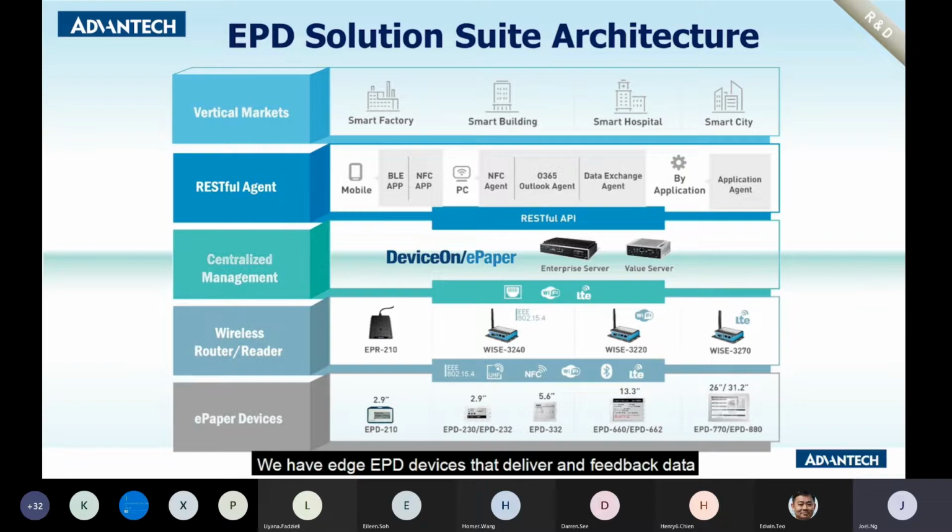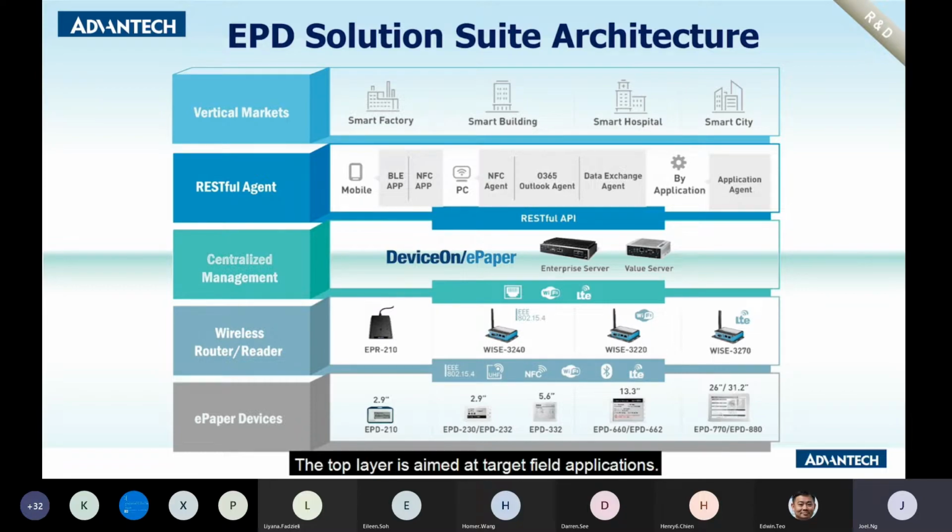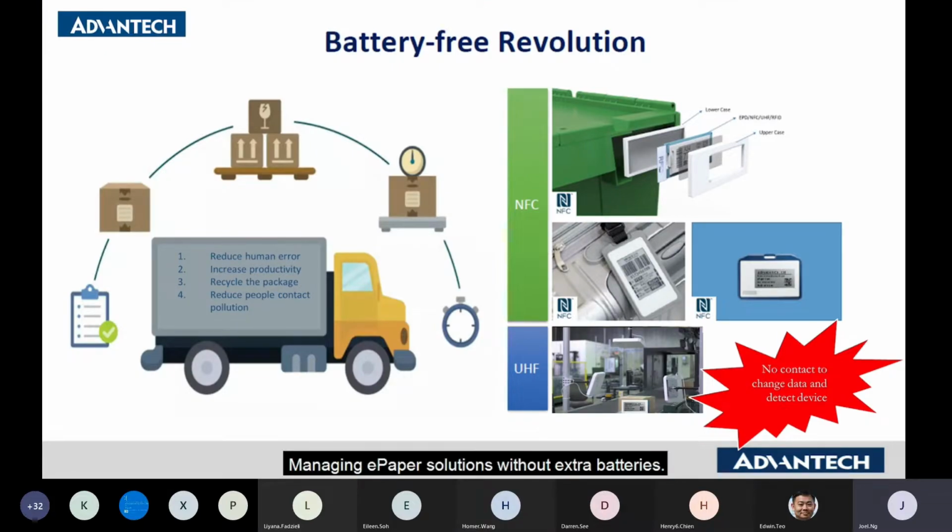This is a real product architecture. We have edge EPD device that deliver and feedback data to device on ePaper software through router. The top layer is aimed at target field application. Customers can set up their own agent to run the ePaper solution suite. Managing ePaper solution without extra battery. Advantech strive to overcome the following pain point.